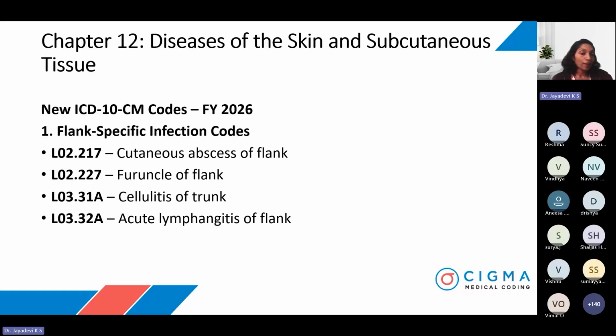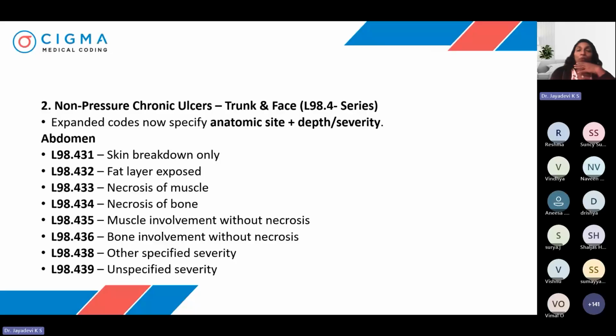L02.227 is pharyngeal of flank. L03.31A is cellulitis of trunk. L03.32A is acute lymphangitis of a flank. Now, we search for the pressure ulcers, that is ulcer, underneath we go for the pressure ulcers, and for the non-pressure ulcers, we just go for the site underneath the ulcers.